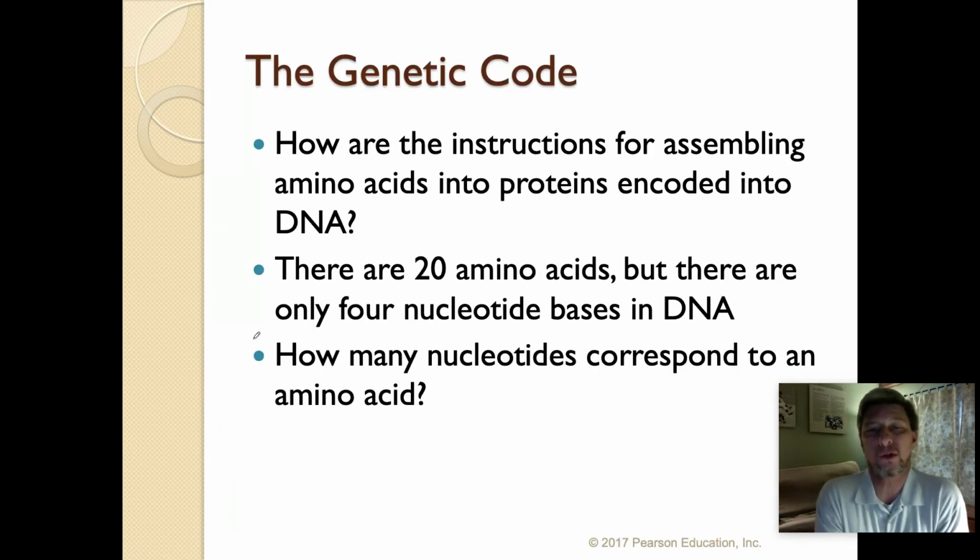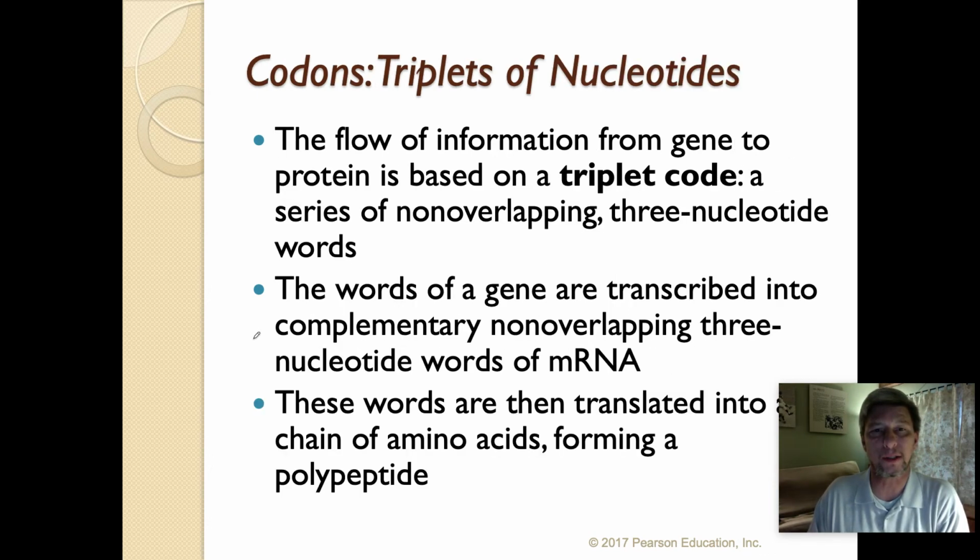So how does this actually work? How do we get the instructions for building a particular protein with its very distinct sequence of amino acids into a protein? Well, we know that there are 20 amino acids, but only 4 nucleotides in a DNA molecule. And so how do we figure out how many nucleotides are needed to code for a specific amino acid? Well, it turns out that the answer there is 3. You need 3 nucleotides to code for a given amino acid.